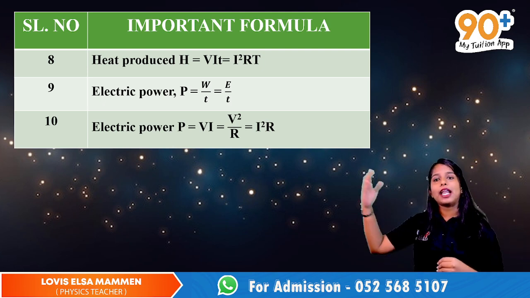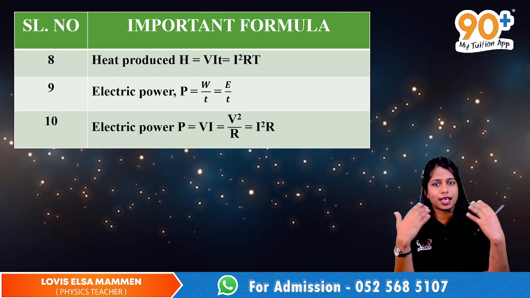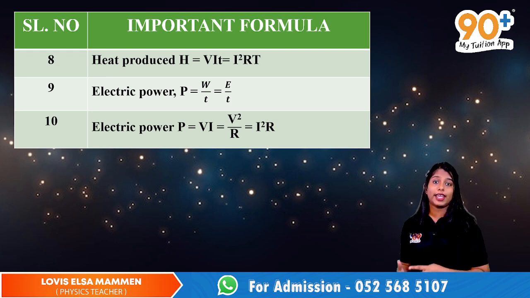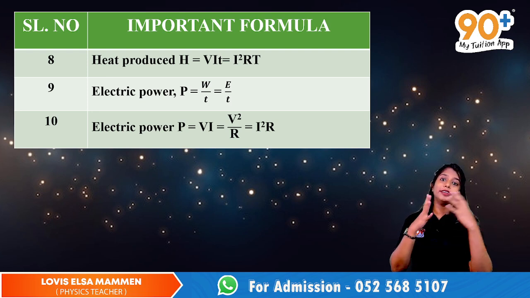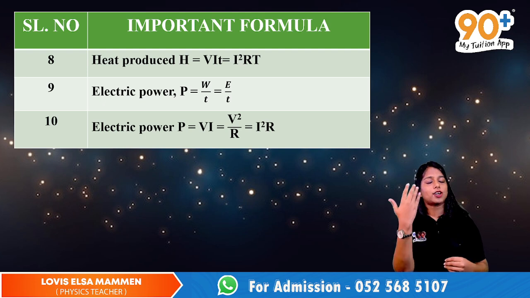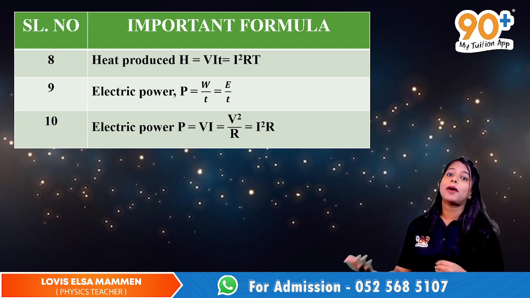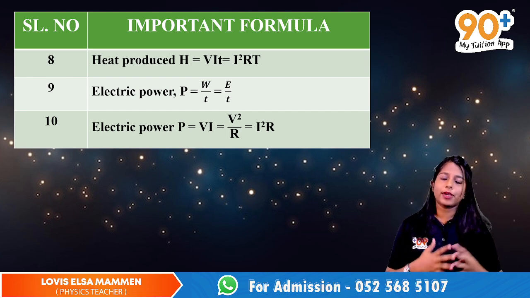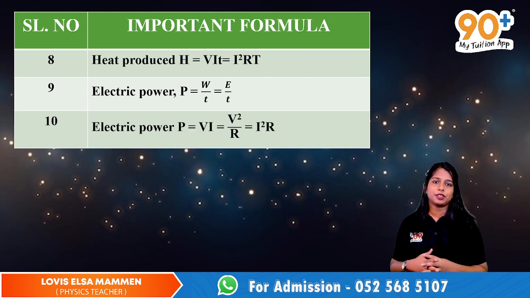Now the last equation is about electric power, where we can have 3 more equations in terms of voltage, current and resistance, which is P is equal to V into I. It has another form, V square by R, or it can be P is equal to I square R. So these are the top 10 equations from this chapter.